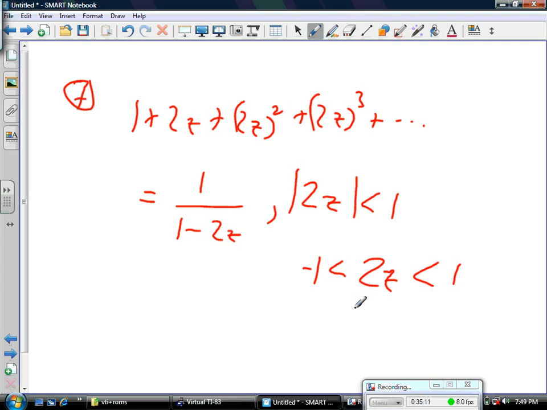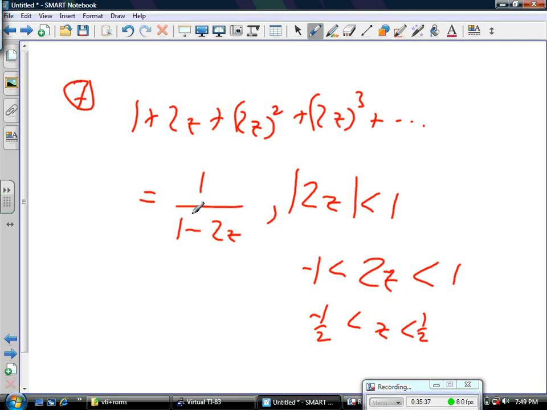How to get rid of the 2? Divide by 2. So z is between negative 1/2 and positive 1/2. So if I graph this in function mode with x's, it doesn't have to be a z. If I graph this in function mode as y1 with an x, and I graph this in function mode as y2 with x's, they're going to match only when x is between negative 1/2 and 1/2. That's what that said.